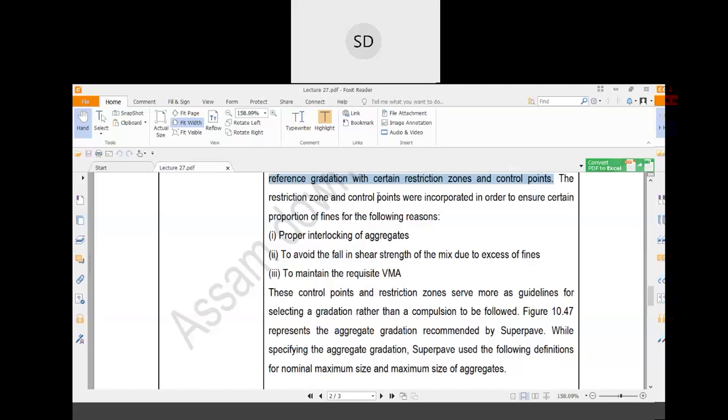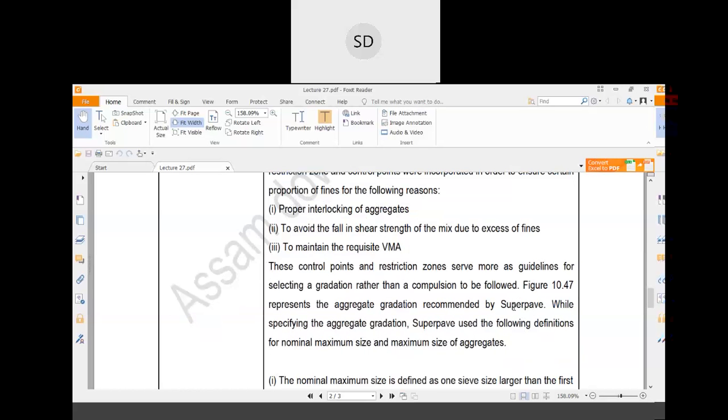Okay, what is the requirement of the VMA that you have to maintain in the aggregate? Because that VMA is very much necessary in your bituminous mixes, because if there is VMA then only bitumen can penetrate into the VMA and occupy the place and create a better bonding between the aggregate particles and bituminous particles. Now, these control points and restriction rules serve more as guidelines for selecting a gradation rather than a compulsion to be followed. So basically, that is the guideline you can follow.